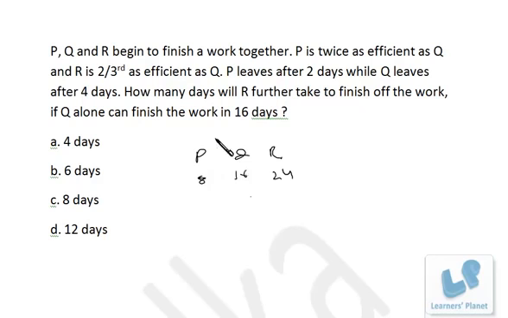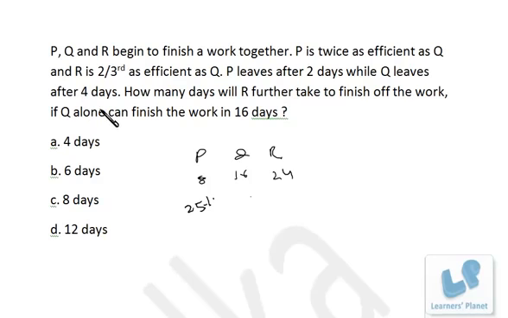Now what is happening? P leaves after 2 days, right? See, P, Q and R, all of them are starting together, right? So from the very first day, we are calculating, but initially we take the calculation for P. So P is leaving after 2 days. That means he must have done 25% of the work, because his capacity is to complete the entire work in 8 days. That means in 2 days he might have done 25% of the work.